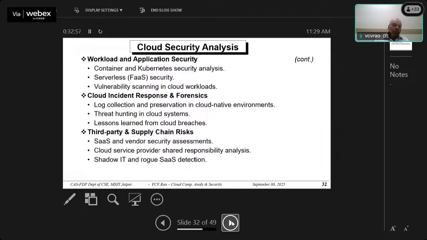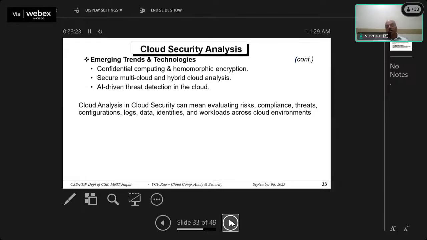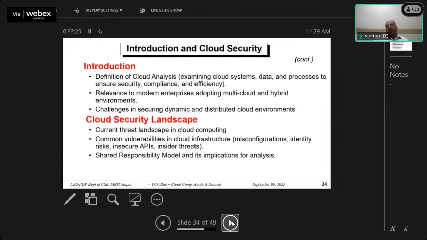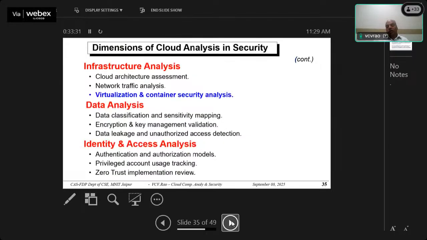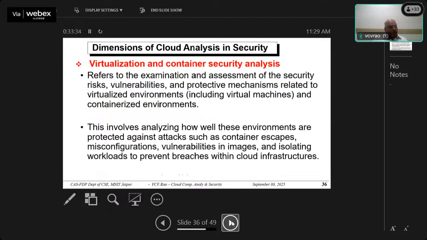Now we talked a little bit about VMs, containers, Dockers, and container security analysis. We also talked about function as a service, serverless security, the vulnerabilities in cloud workloads, and third party and supply chain risk. These also we need to understand. Let us go through these things. I will skip some and talk about certain things, and I will cover the remaining because we have another 5 to 10 minutes.